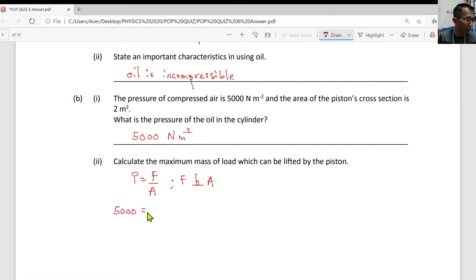Okay, and then the force, do we have the force given? Remember that force can be calculated in terms of weight. Weight equals mg. So what is our m? m is something that we need to find out. See here, calculate the maximum mass. g will be 10. So here I have 10m. So F equals 10m, and then we divide by the area. The area is 2 meters squared. So calculate m, you should be able to get 1000 kilograms. So that is the maximum mass of load which can be lifted by the piston.